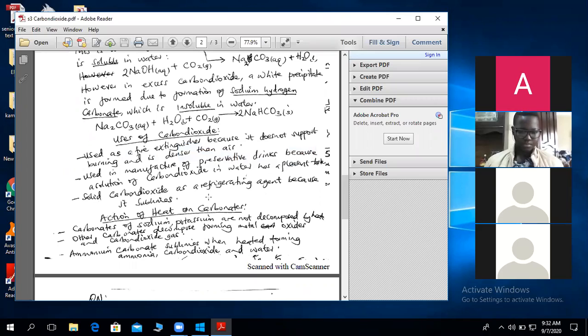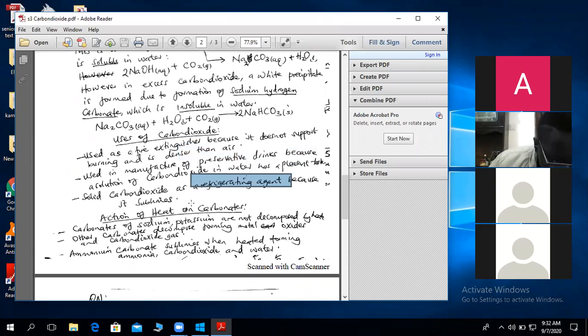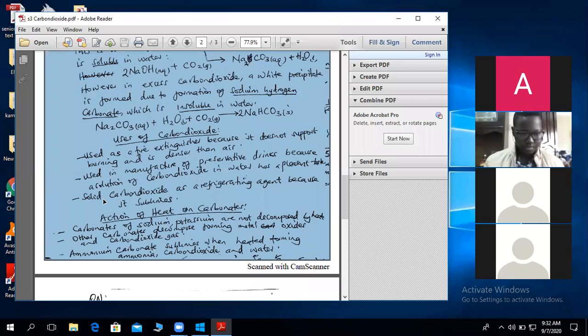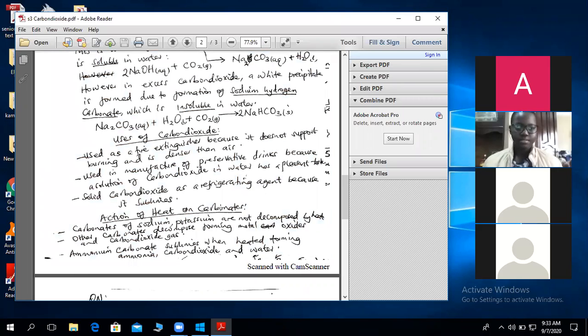Solid carbon dioxide is also used as a refrigerating agent. It is used in fridges. What property makes carbon dioxide useful as a refrigerant? The property is that it sublimes.